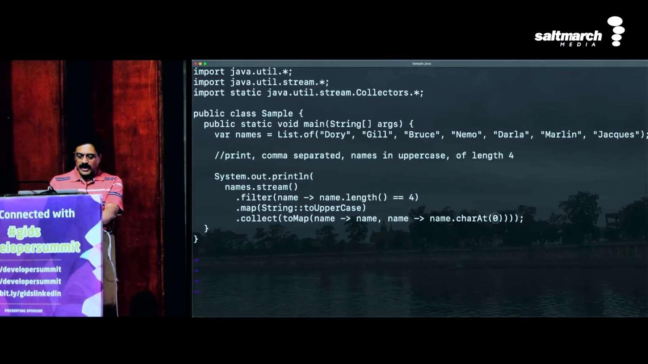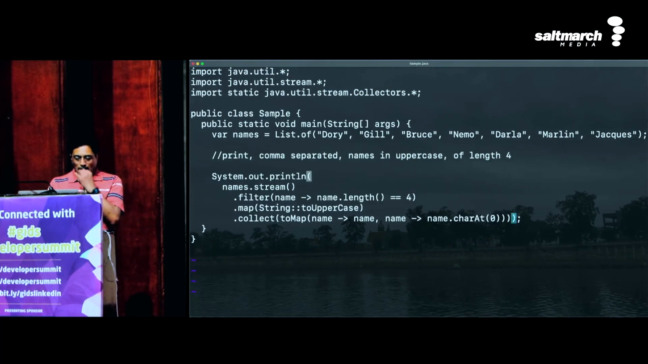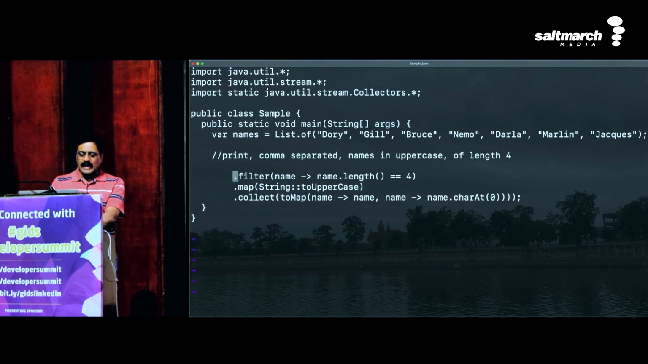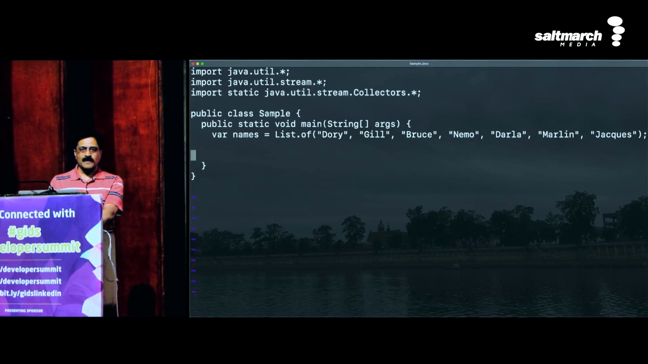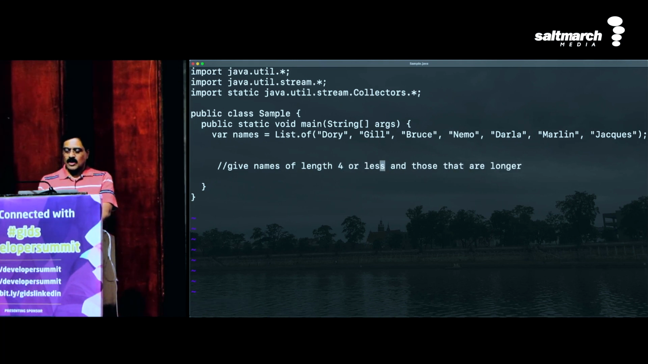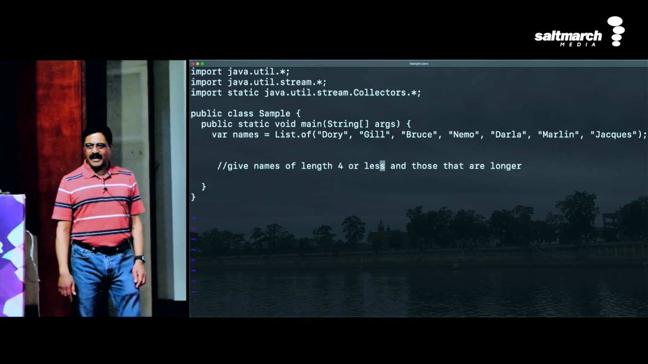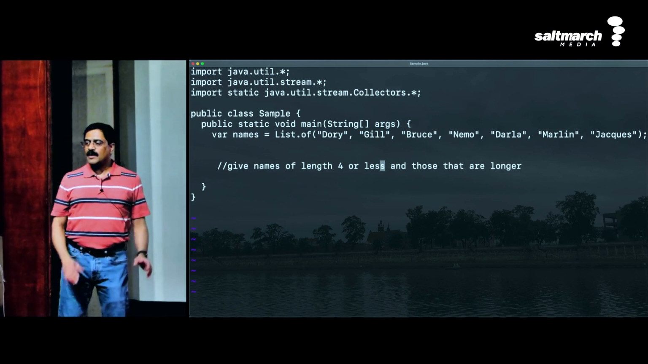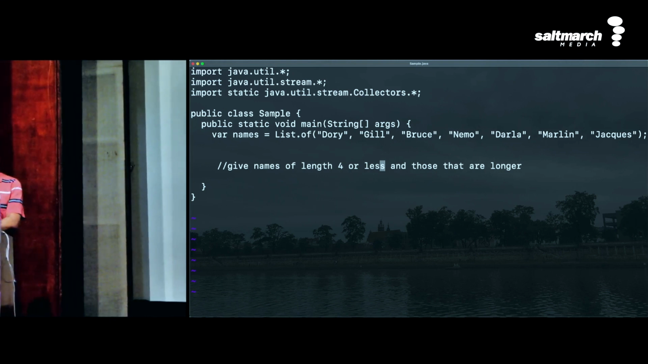So what does partitioning do? You take this one, and if I tell you, only get me the names of length 4, you can do that, right? Easy, filter. But what if I say, give me names of length 4 or less, and those that are longer? You don't want to iterate through it twice, right? You don't want to run through it twice. Here's everything that's less than 4, and here's everything that's 4 or more. That's kind of boring. So what can you do?